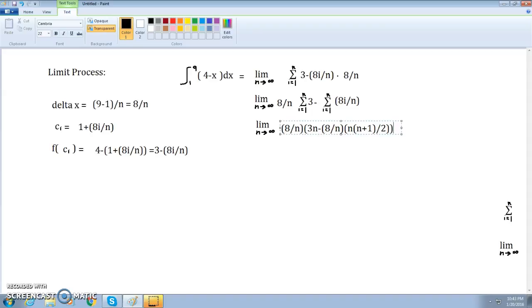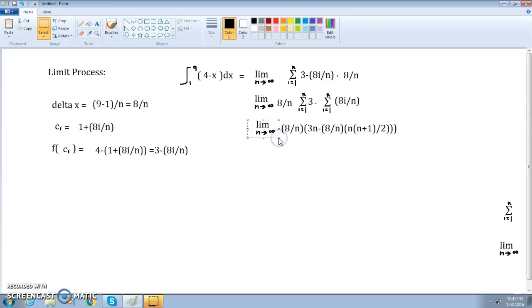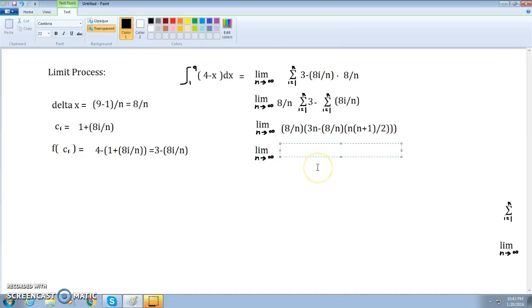Now we do some more algebra. We multiply this out in here, and with that, after some simplification, we get 24 minus 32 times n times n plus 1 all over 2.